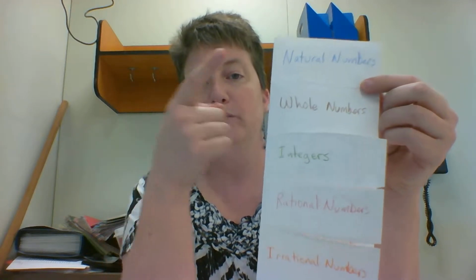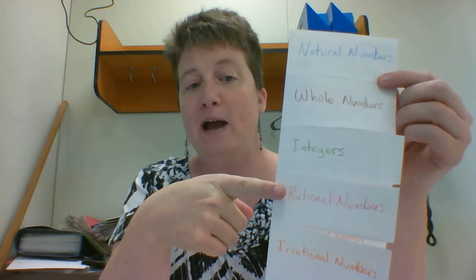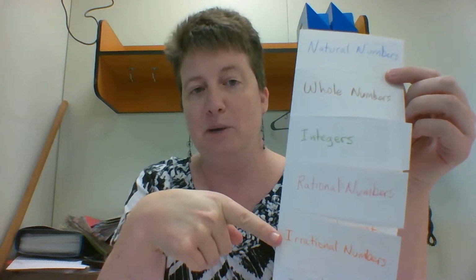I noticed that on some of the work that we've done recently, there's still some confusion about how to classify numbers within the real number system. So I have here the foldable that we put together in class, and we're going to quickly review natural numbers, whole numbers, integers, rational numbers, and irrational numbers.